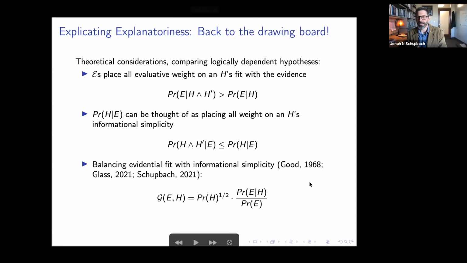Well, in work recently that I've done, in work that David Glass has done recently, and in old work by I.J. Good, this measure is proposed. This explication, you can think of this as another explication of explanatoryness. That's in fact exactly how Good presents it. So notice, this just is Bayes' theorem, but with less weight, you might say, given to the prior. So with this exponent taken to the half power.